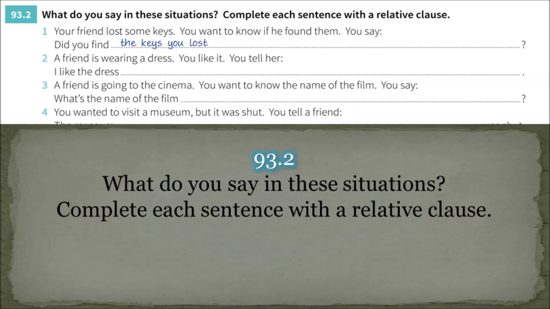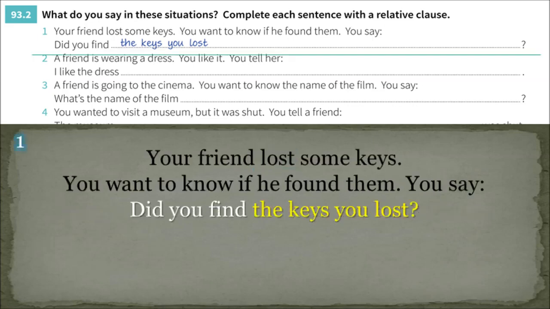93.2. What do you say in these situations? Complete each sentence with a relative clause. Your friend lost some keys. You want to know if he found them. You say, Did you find the keys you lost?